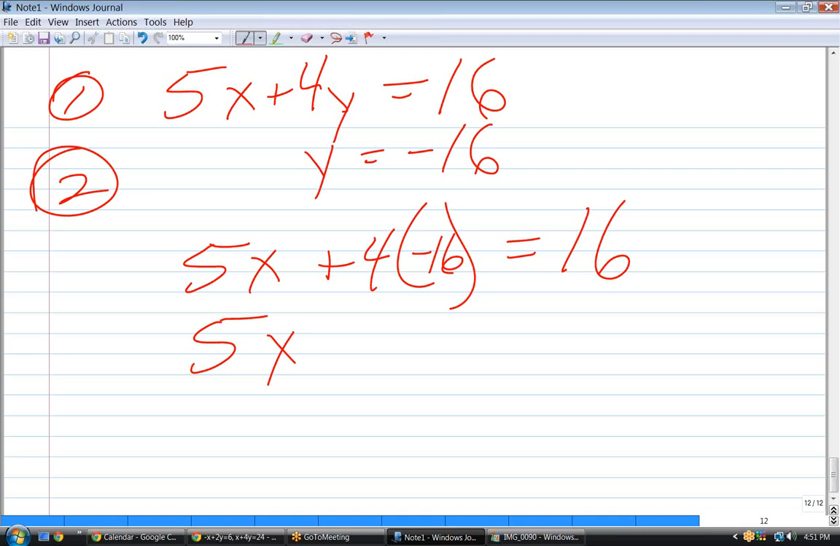So what's 4 times a negative 16? Negative 64. Okay. And I could write plus a negative 64, but that's the same thing as writing minus 64. And that's how I want to write it. What's the next step to solving that equation? What's the next line?